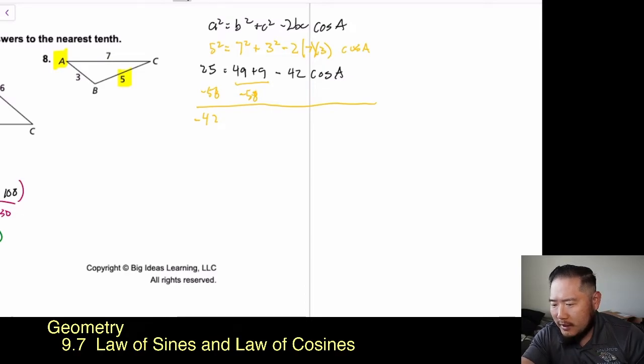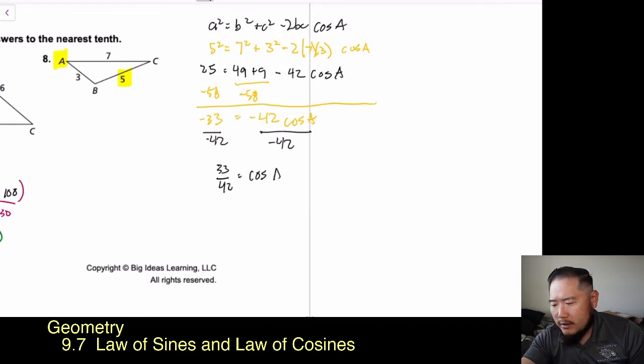Let's go back here again. It didn't look right. It's going to be negative 33, sorry. And that's equal to negative 42 cosine of A. All right, so now we work on getting cosine of A by itself. So we'll go ahead and divide both sides by negative 42. And we got 33 over 42 is equal to cosine of A.